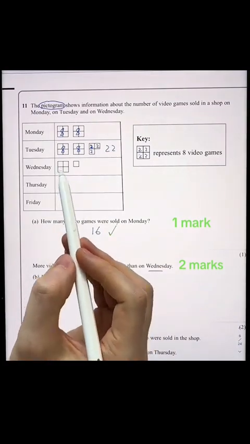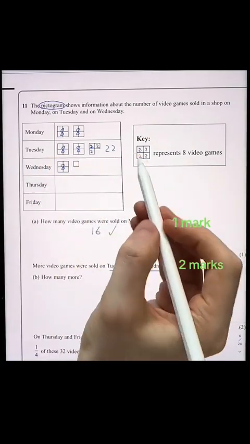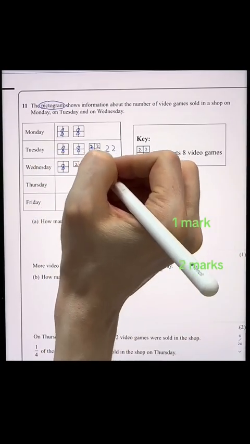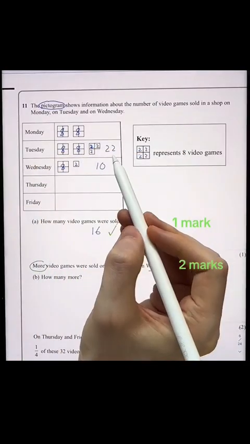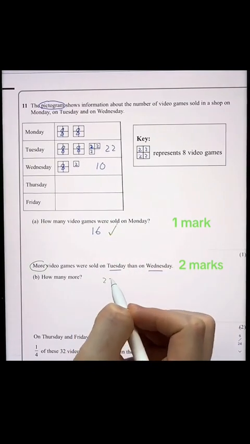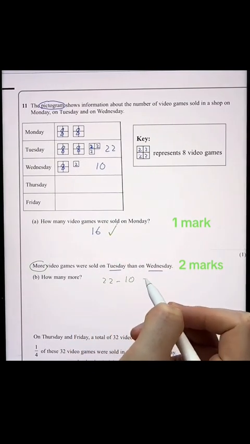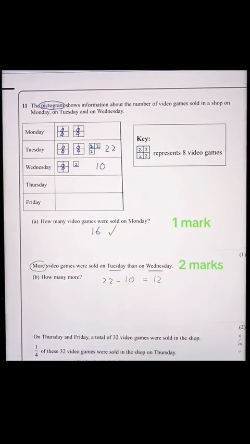On Wednesday, we know 4 baby squares represent 8. And we know 1 baby square represents 2. So 8 add 2 gives us 10. Work out how many more video games were sold on Tuesday than Wednesday. I'm going to subtract the 2 numbers. Well, 22 subtract the 10. And that gives us 12. So 12 more video games were sold on Tuesday than on Wednesday.